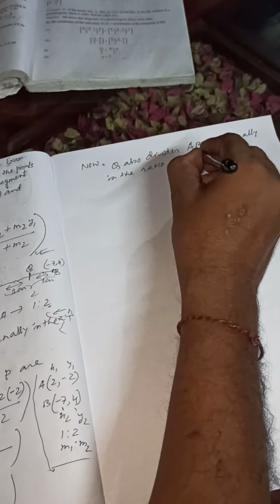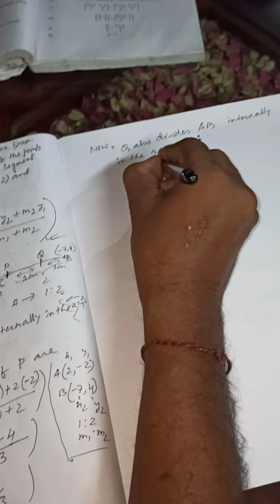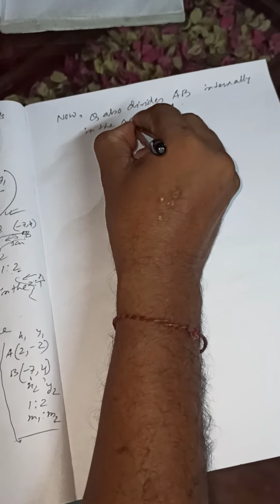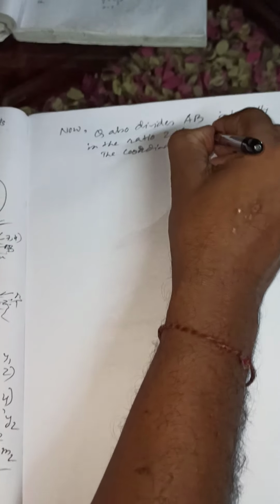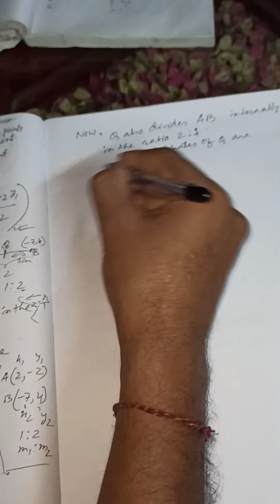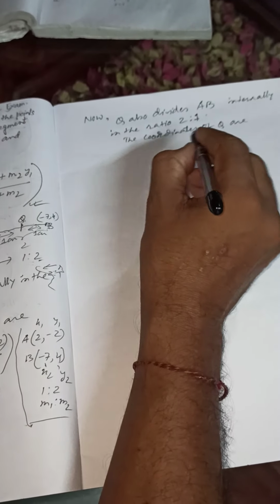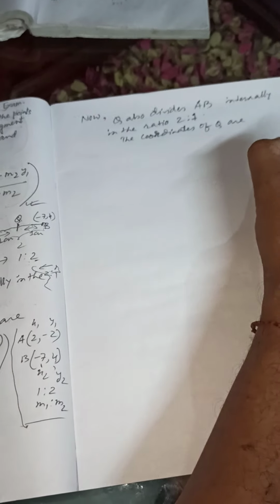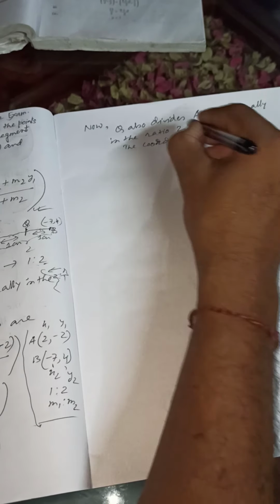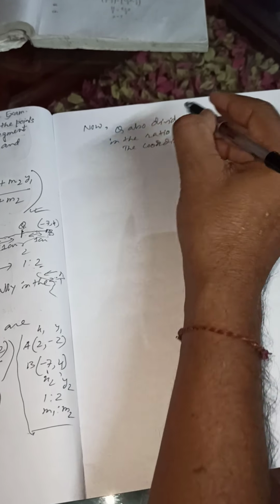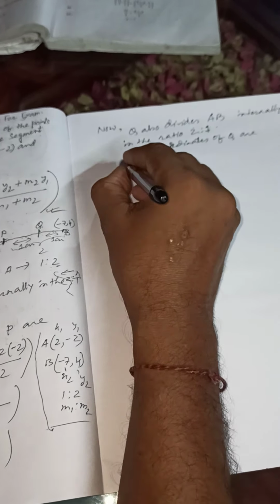Now the coordinates of Q: use the section formula again. Take this as x1, y1 and x2, y2, and the ratio will be 2:1. This will be m1 and m2. Before it was 1:2, that was m1 and m2. Now it is 2:1, so that will be m1 and m2. That is the important point.